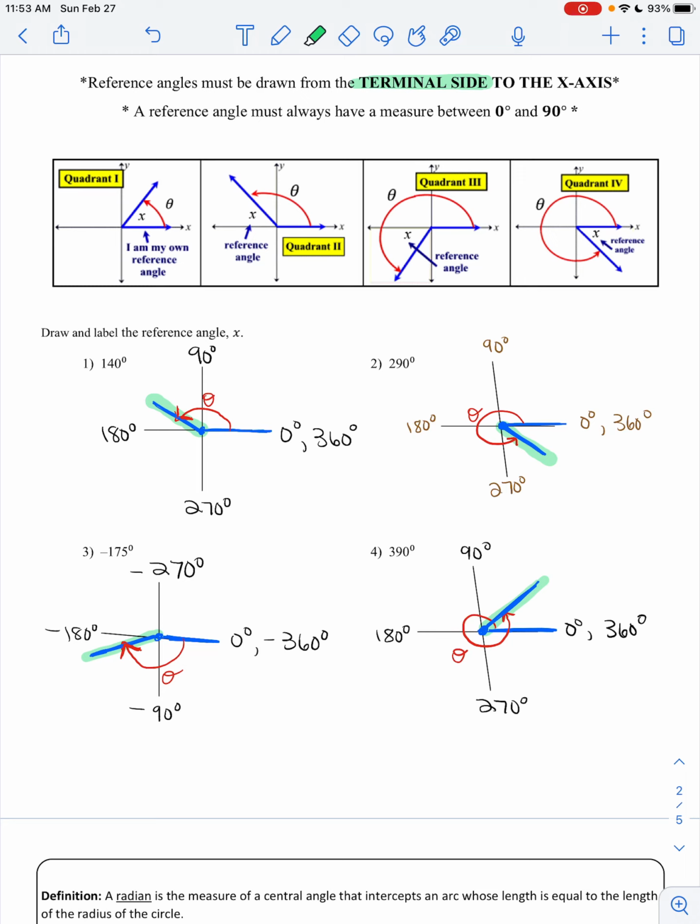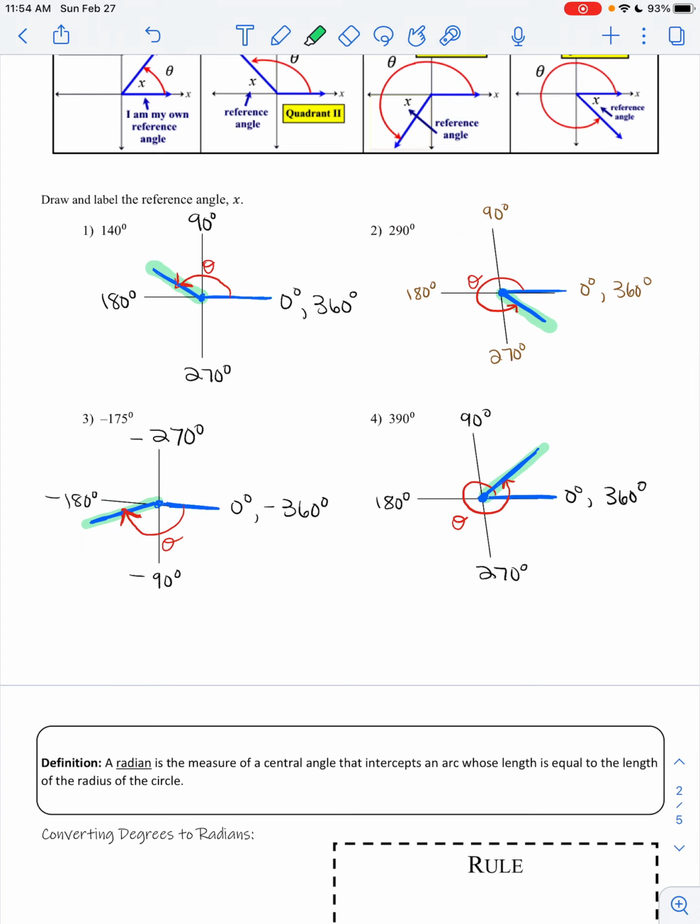Okay. So your reference angle is an angle that's formed between the terminal side of your original angle and the x-axis. Excuse me. Okay. So now I'm going to highlight the x-axis. If your angle is in quadrants 2 or 3, you're highlighting the negative x-axis. And if your angle is in quadrants 1 and 4, you're highlighting the positive x-axis.